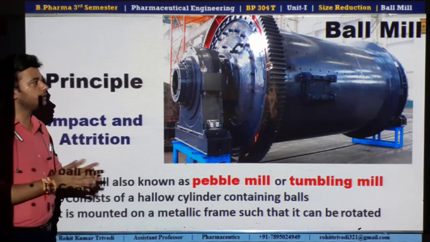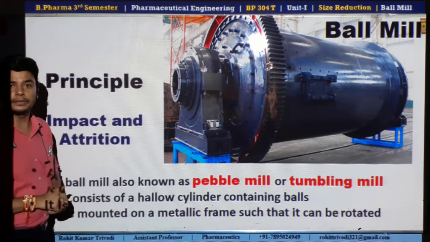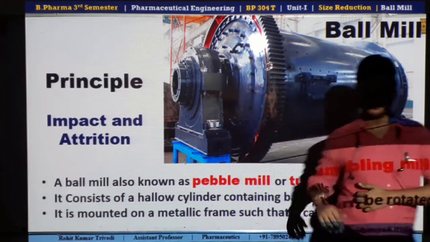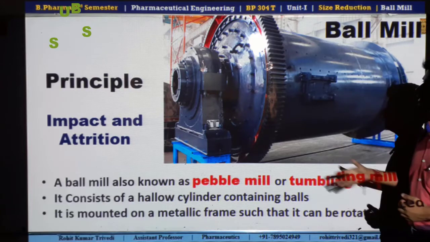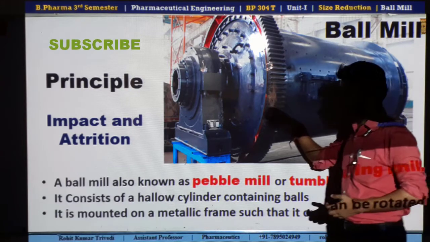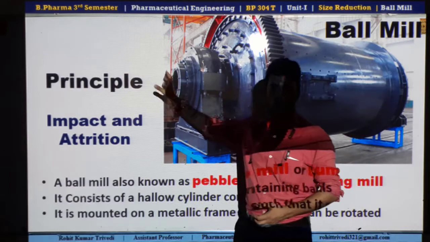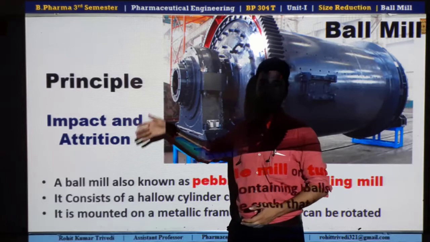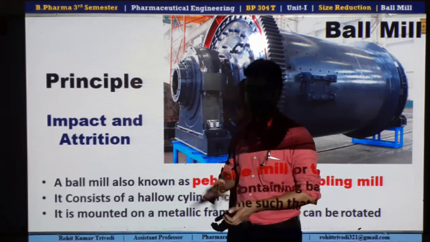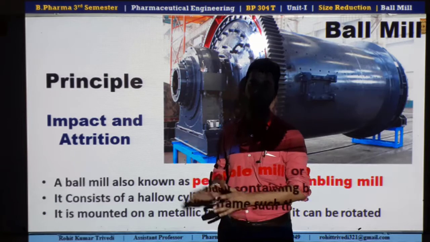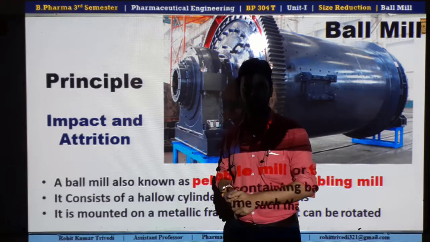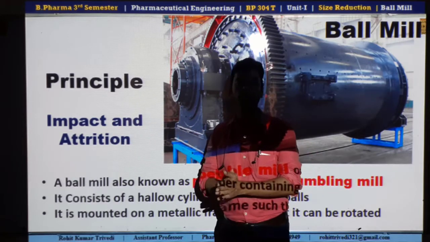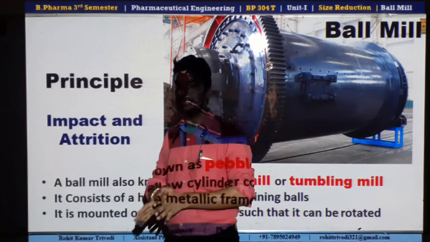The very first thing that we will be studying is the principle. Here you can see the structure of a ball mill. The ball mill works on the principle of impact and attrition. We have already discussed what impact and attrition are; you can go through my previous videos to know what impact is and what attrition is. So you are required to remember the very first thing, that is the principle. The principle of the ball mill is impact and attrition both.